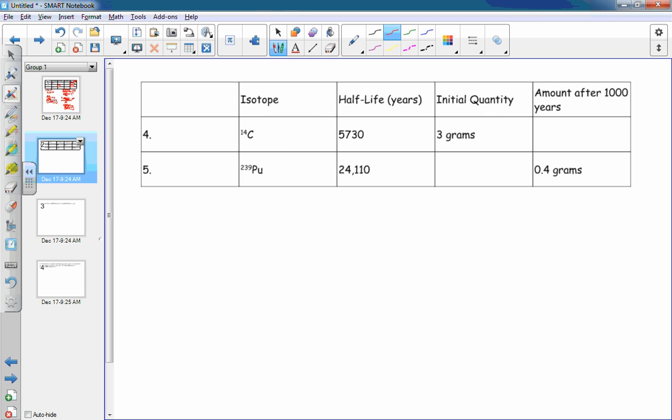I don't need any of this. This entire column is irrelevant to us, right? What I need to know is the amount after 10,000 years. Well, they give me this, and they give me this. What is missing?